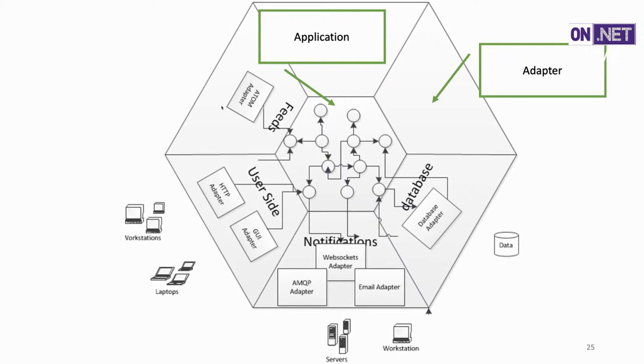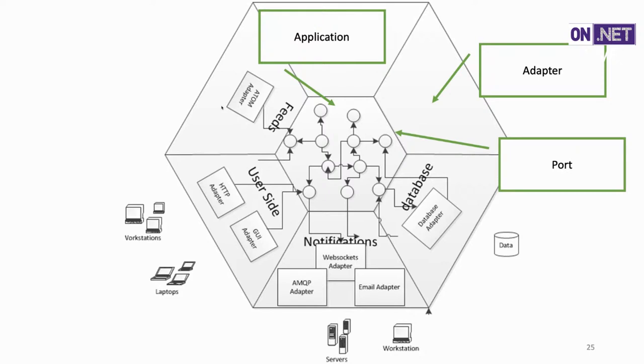And the adapters then effectively call the ports to exercise the system behaviors. And the adapters are stuff like, if you look over here on the left-hand side, an HTTP adapter or a GUI adapter. So you could be thinking about basically an HTTP API. We might be thinking about Razor pages, feeds. I could have an Atom feed exposed out.